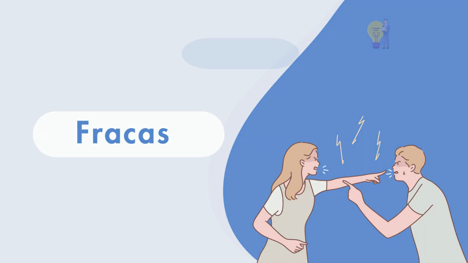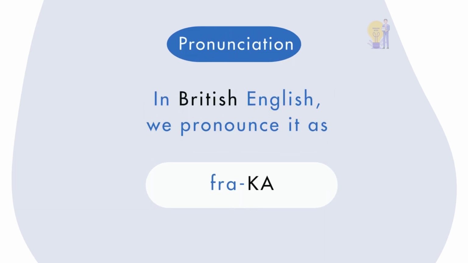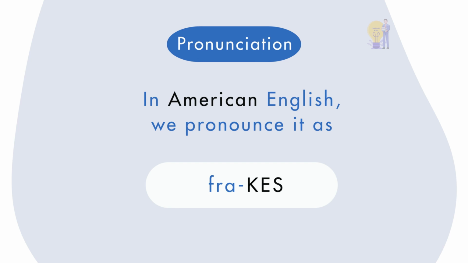Fracas. Fracas has 2 syllables, and in British English we pronounce it as fracas. In American English we pronounce it as fracas.